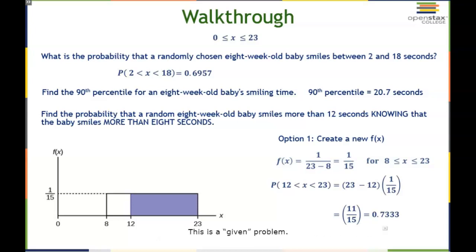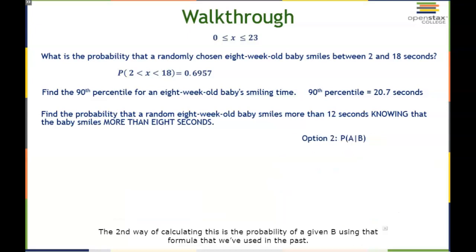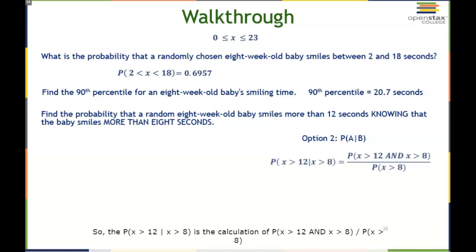That's one way of dealing with the baby smiling 12 seconds given the baby already smiles 8 seconds. This is a given problem. 12 given 8. The second way of calculating this is the probability of A given B, using that formula that we've used in the past. So the probability that x is greater than 12 given x is already greater than 8 is the probability that x is greater than 12 and x is greater than 8, all divided by the probability that x is greater than 8.